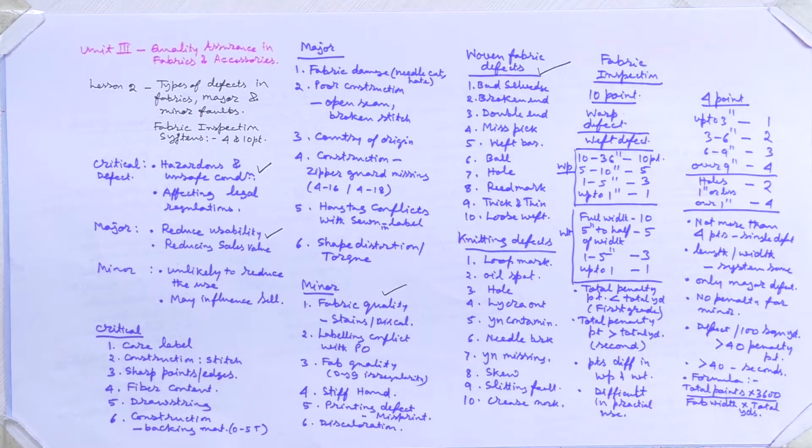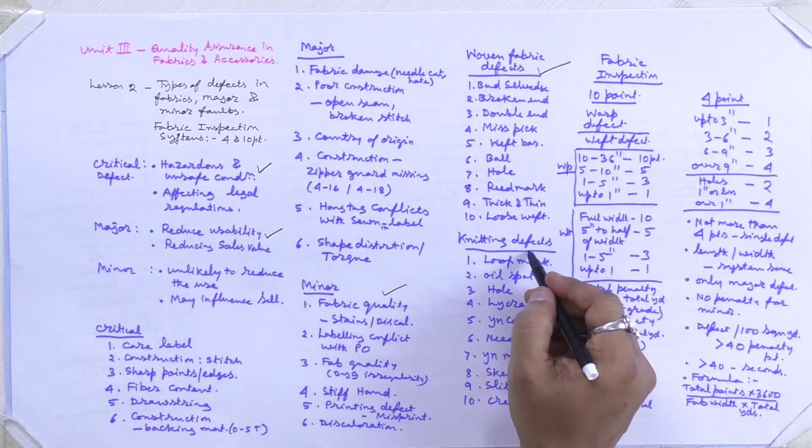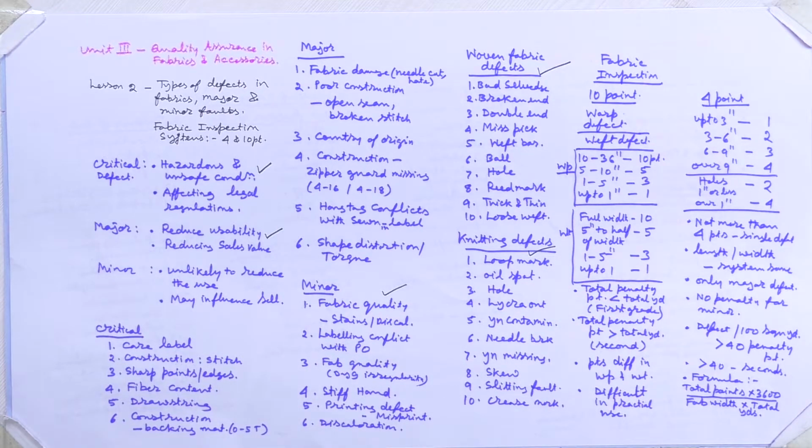Now we will see different types of knitting defects. What are the different kinds of knitting defects we experience in our day-to-day production of knitted fabrics? Number one is the loop mark. In knitting, a lot of loops are generated. If proper interlacement is not there, the loops will create a loop mark.